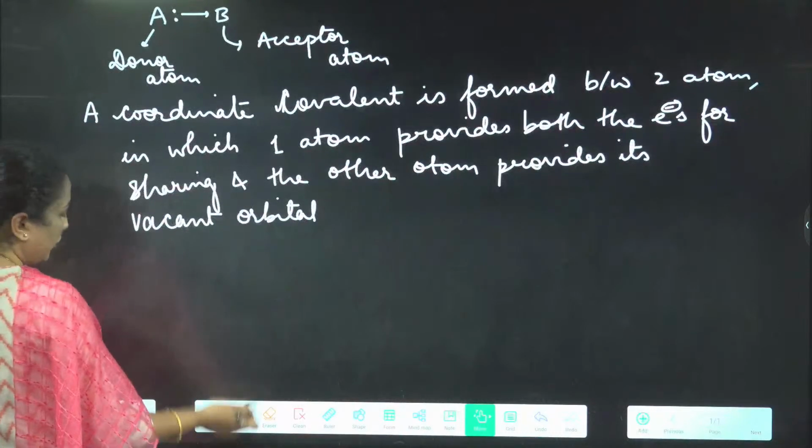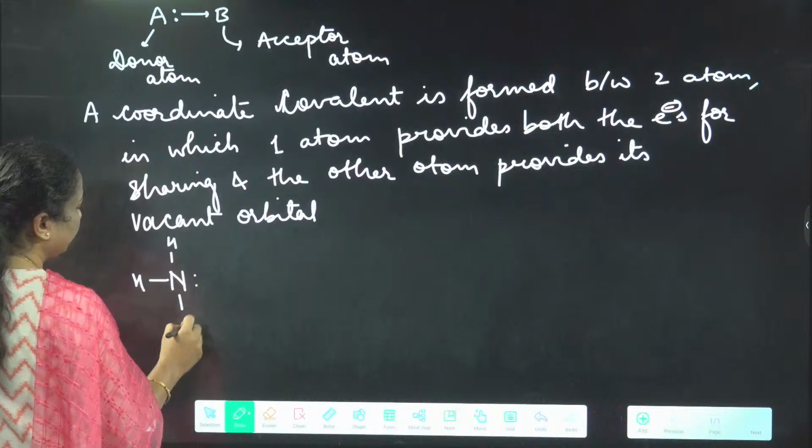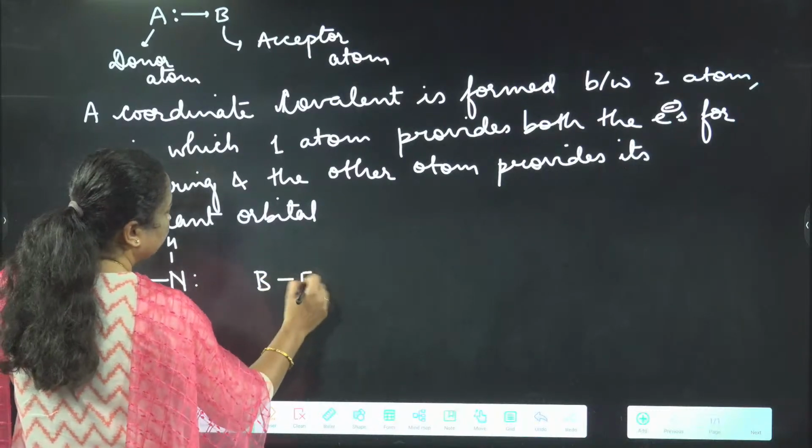Now the simplest example: suppose I have ammonia. Are you able to see this ammonia? You have BF3.